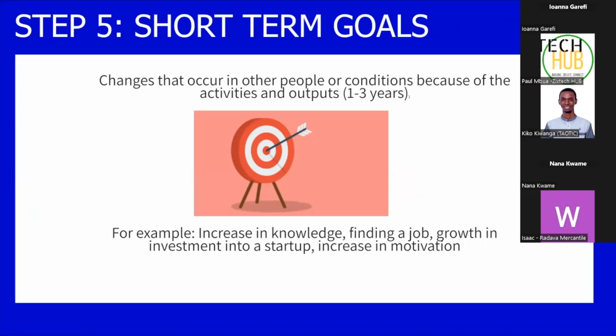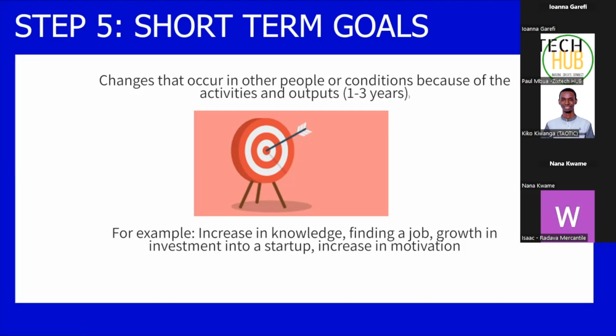So for example, if you did a training program, you want to see that there is an increase in knowledge. People know more. They have more skills, more tools because of what you did. Or a female entrepreneur, for example, found a job. Or there was a growth in investment into a startup, or there was an increase in motivation. So as you can see here, it becomes very clear the difference between an output, which is something that you created in a very straightforward way, and the outcome of it, which is changes.